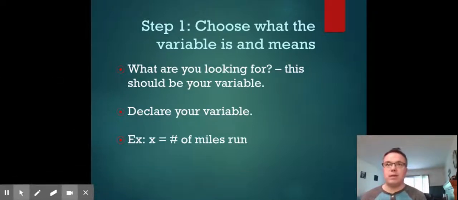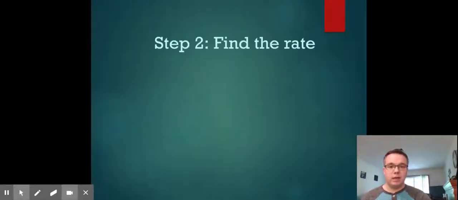Maybe x equals the number of cookies baked. Maybe x is the number of apples sold. Whatever our variable stands for, we're going to declare that. So anyone who looked at our work or anyone looking at this problem knows exactly what our variable stands for. And most importantly, we know exactly what we are looking for. All right, so step 1, we're going to declare our variable.